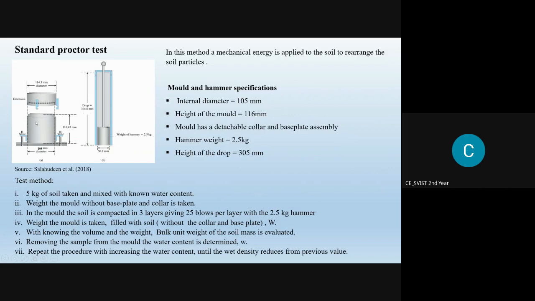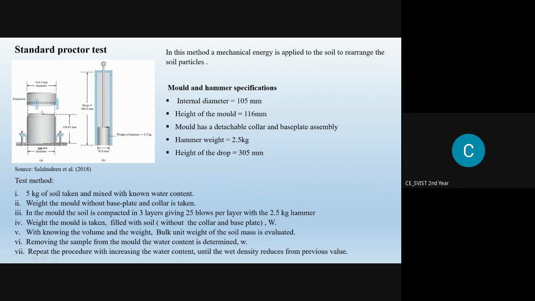Now after measuring the bulk density, we will take samples from this mold. From three layers we will take three samples, and keep them in three containers. Why are we taking those samples? We have to measure the water content, what is the water content in this soil sample?